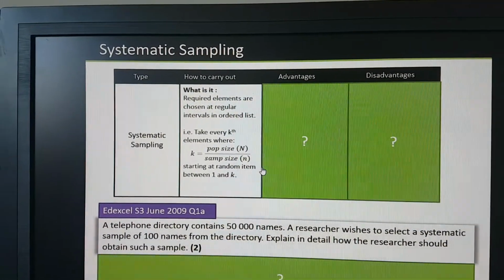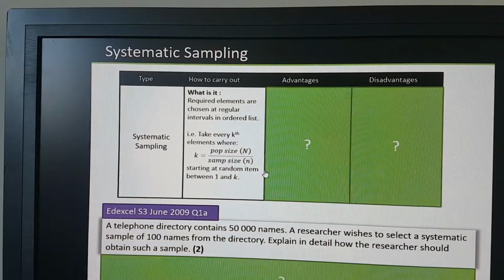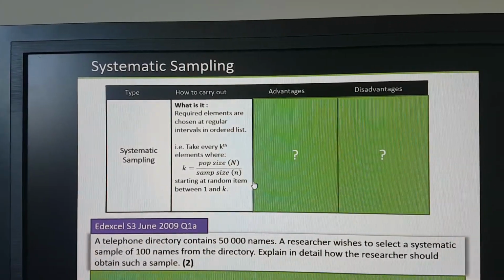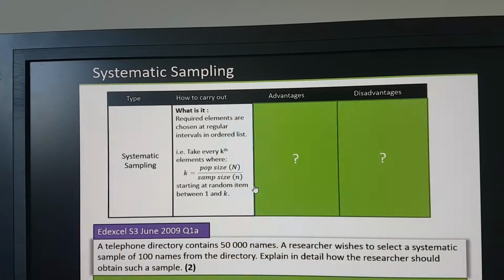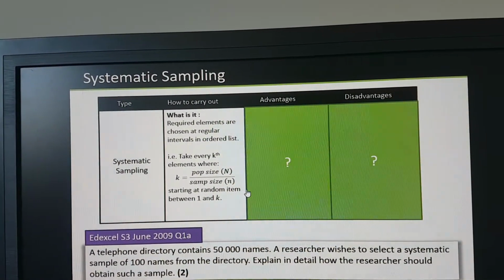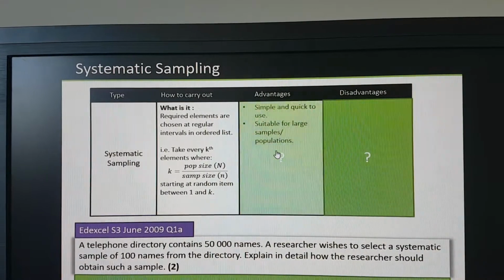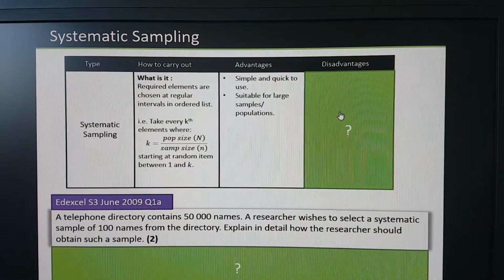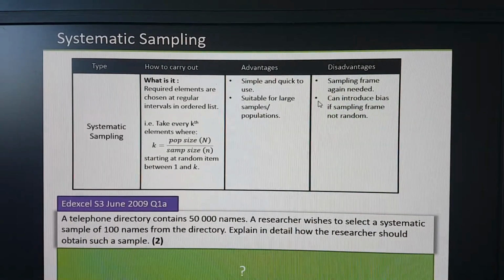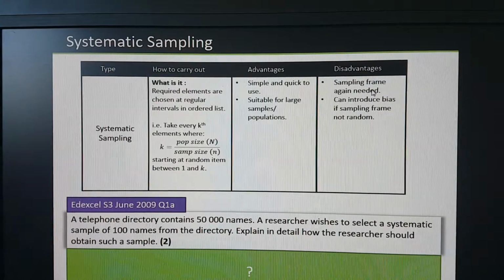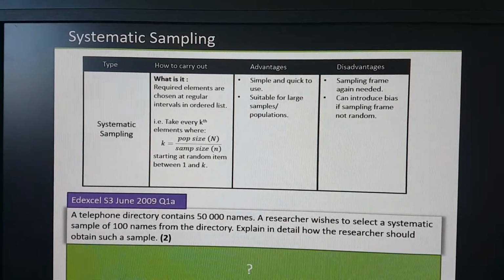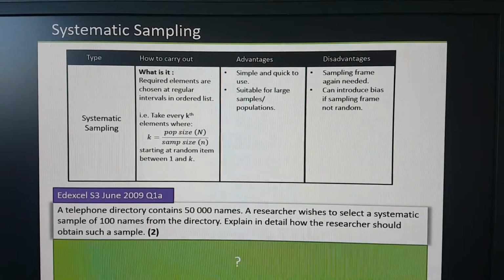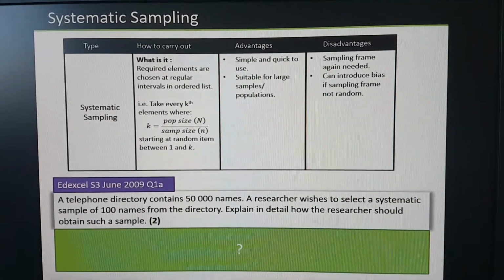Okay, depending on the numbers that we put in the sampling frame. So if we start from, for example, 0, we pick the 0th item or sampling unit, and then we pick the 20th, and then the 40th, and so on. Okay, the advantages: simple, quick, suitable for a large sample or population. Disadvantages: we need a sampling frame, obviously, and it can also introduce bias if the sampling frame is not random, for example, if the sample is grouped.